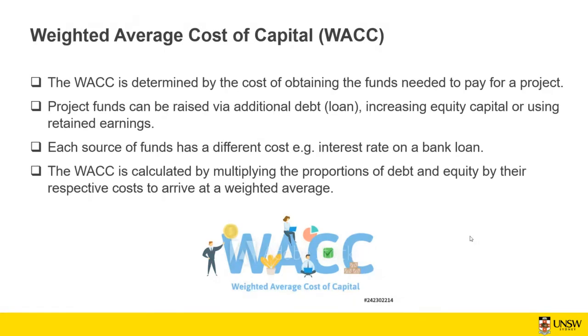For example, inflation, or the cash rate being changed by the central bank, or civil unrest, or any other things that can affect your variable loan. Okay, so the weighted average cost of capital is calculated by multiplying the proportions of debt and equity by their respective costs, so you can arrive at a weighted average.